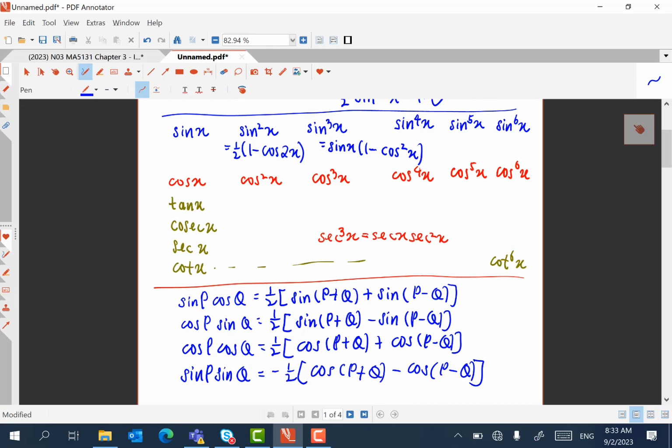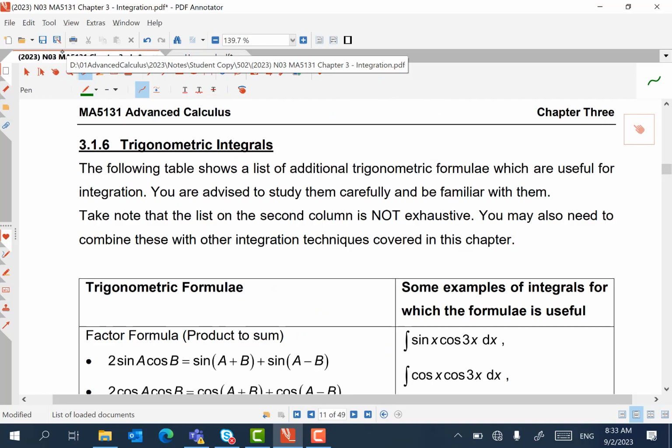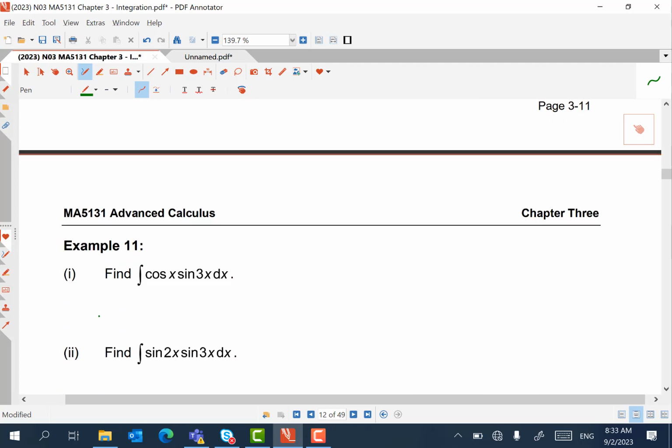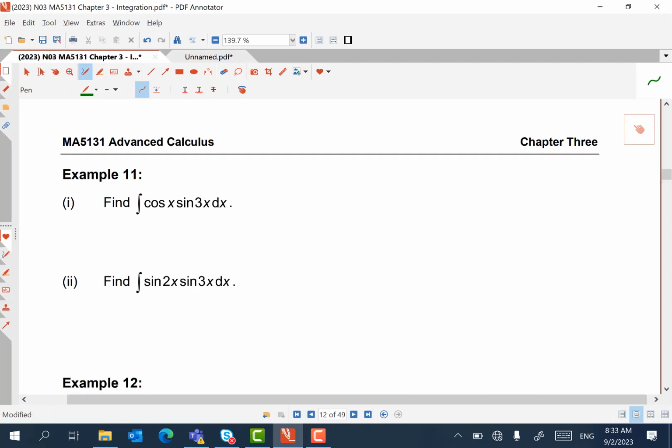Okay, so there are altogether 36 of them. So maybe we want to try out some. Okay, like example 11 is an obvious one. For example 11, I actually prefer to rewrite it like that. I like the bigger angle in front. I prefer the bigger angle to be in front.